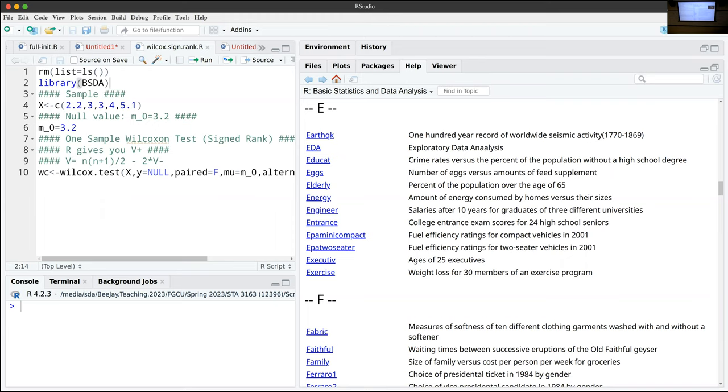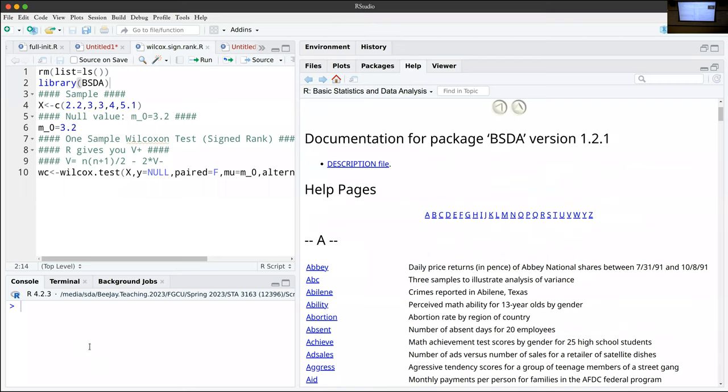Which one should we go with? Entrance. Entrance. Angie said elderly too, right? Maybe we should do the old people. No, old people. Elderly. Elderly. Do it.